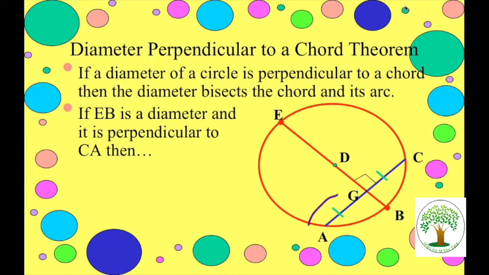What are these parts here? What would I name them? What's equal to what? AG is equal to GC. Okay, let's see what.